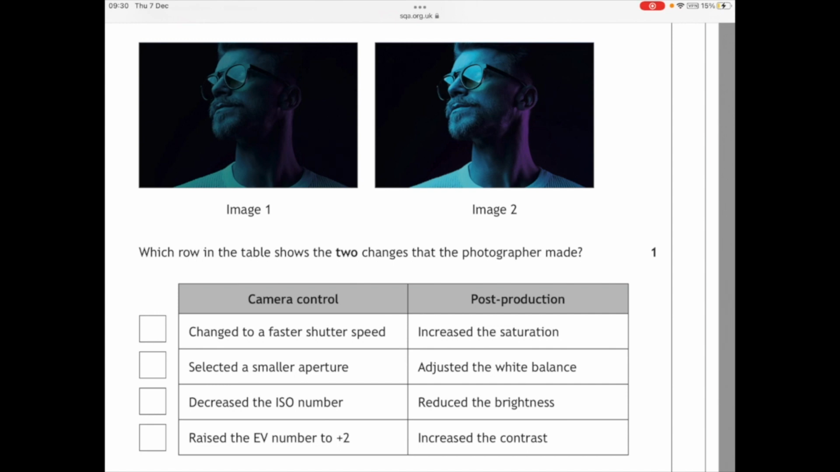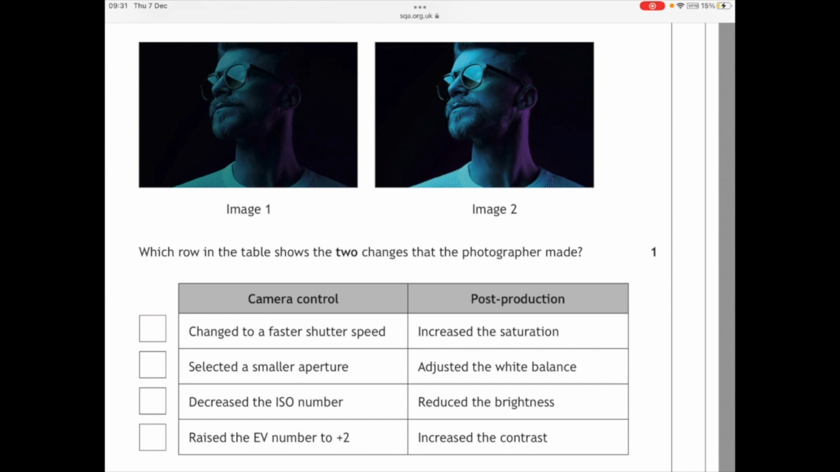Okay, so tricky question. Again, this was answered okay within the exam, but some people struggled with it. So which row in the table shows the two changes that the photographer made? I need to say two changes. Yeah, doing these voiceovers can be tricky.